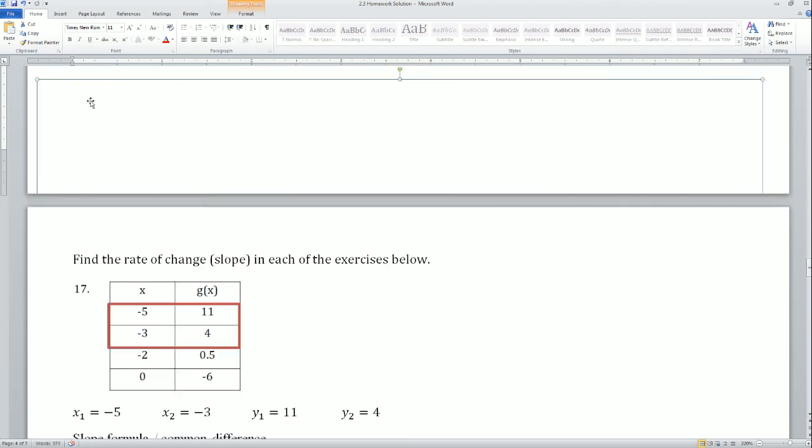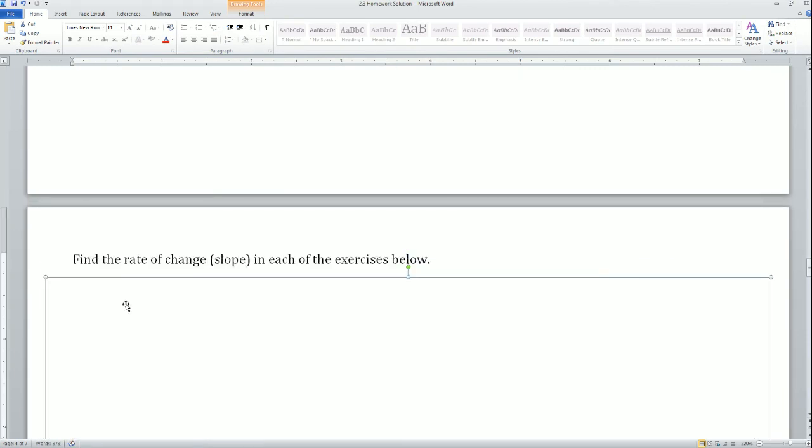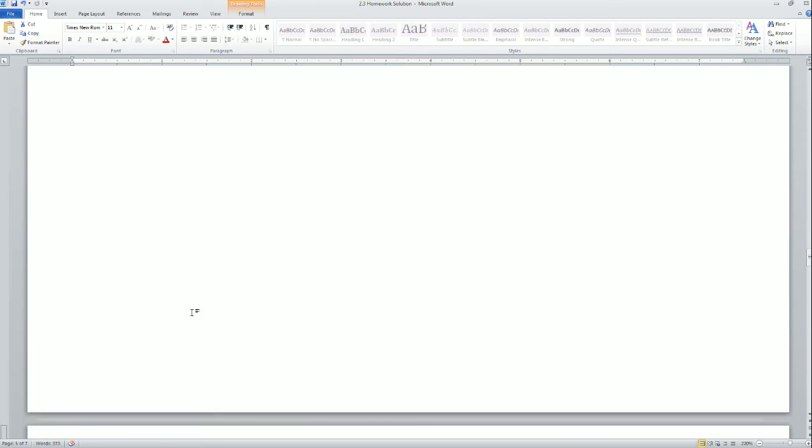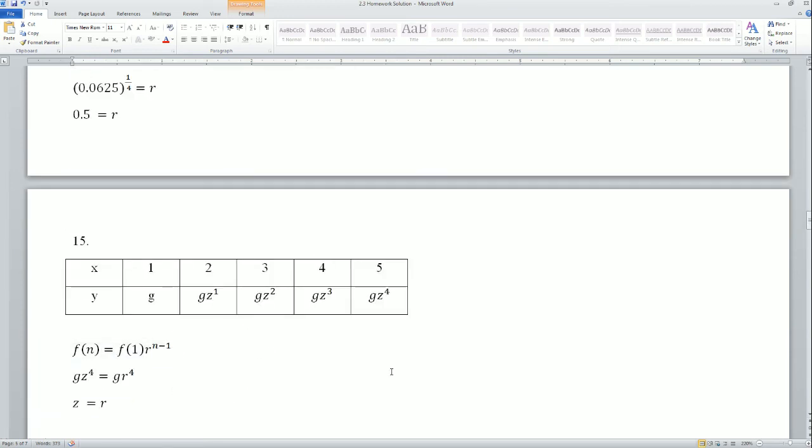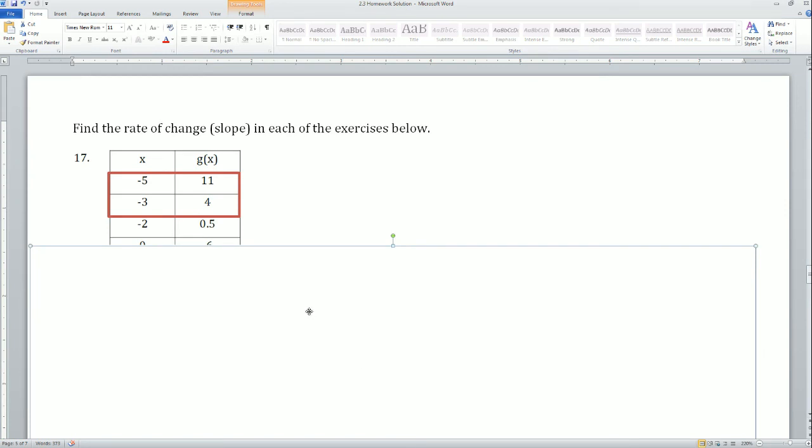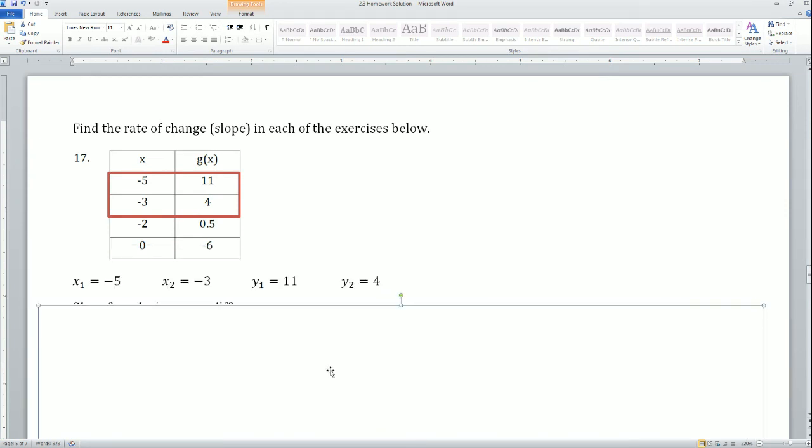Yep. All right, find the rate or slope for each of the exercises below. All right, this is geometric, that's why you have to set up the equation. Here you could also set up the equation, but it's arithmetic. Sorry about that, but here this is arithmetic, so I'm just going to end up using the slope formula.